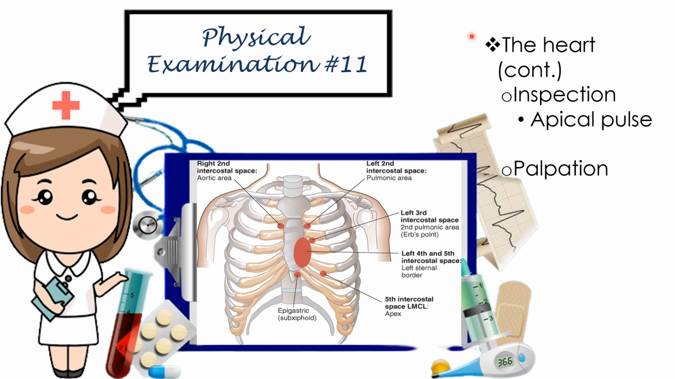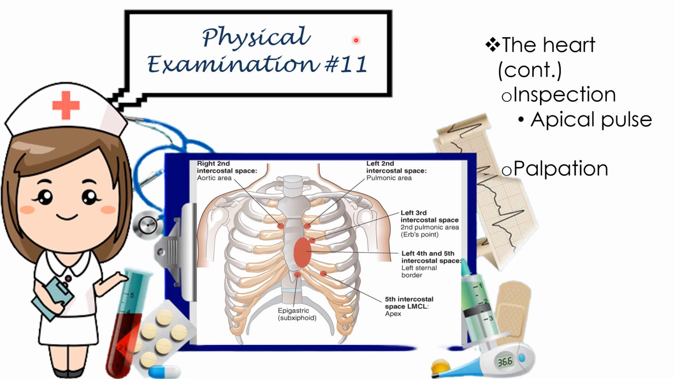Be sure to assess the right ventricle by palpating the right ventricular area at the lower left sternal border or in the subxiphoid area. Then the pulmonary artery in the left second intercostal space, and the aortic area on the right second intercostal space.